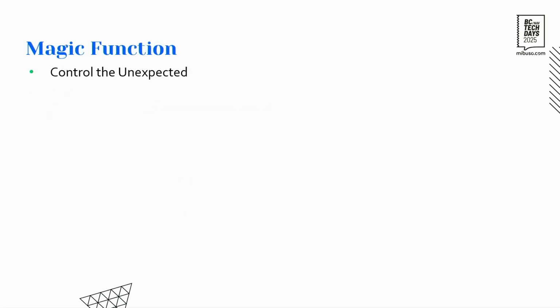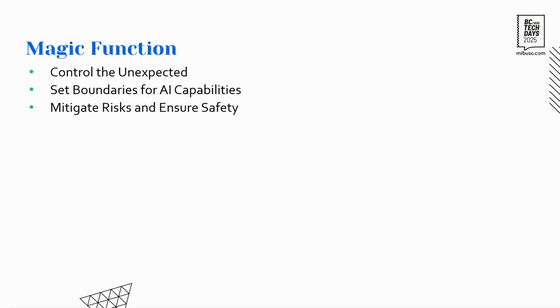So the magic function is a very powerful tool that we use across a lot of Copilot and agent features that we build, to control unexpected behaviors. It also sets boundaries on whatever your Copilot feature supports, and you can handle all the things which are not supported in a more natural way. It mitigates risk and ensures safety. The only thing you need to provide is: these are the two things that I support. Anything else is categorized and redirected to the magic function, and you don't have to care about how the end user might try to exploit your system.